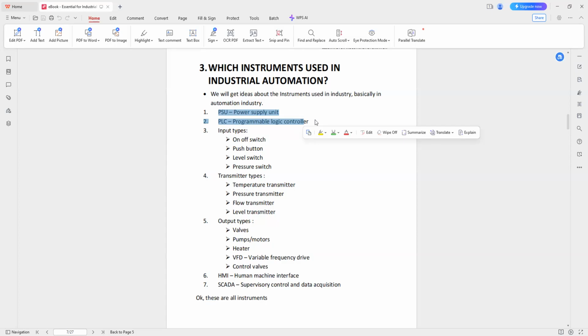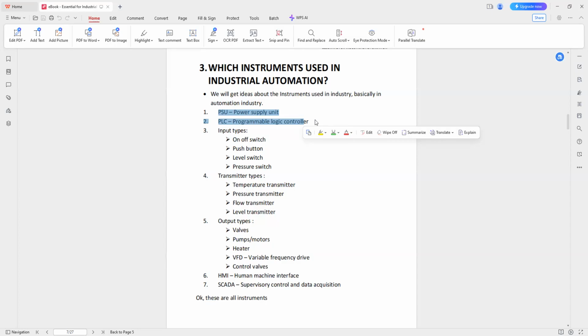So on and off switch means zero and one. Push buttons mean zero and one. Level switch also zero and one. Level switch means if there is a tank and the level is high, the level switch will be activated, so the PLC will understand, okay, the level is high and that's why the tank is full. So this is the kind of input types.